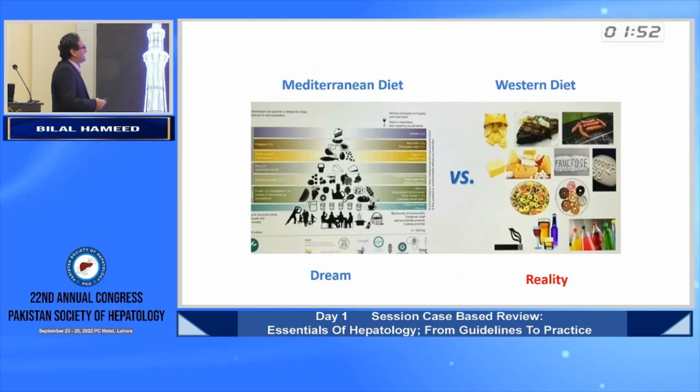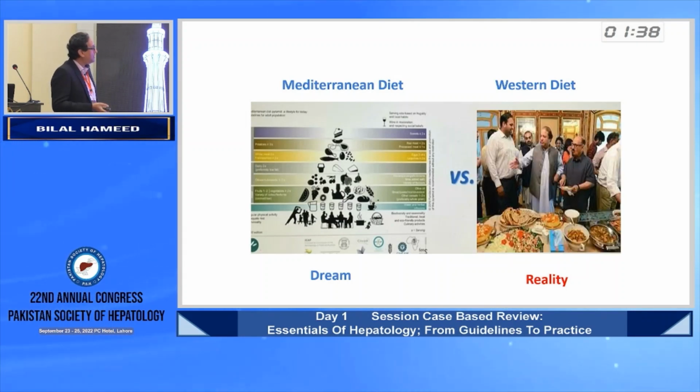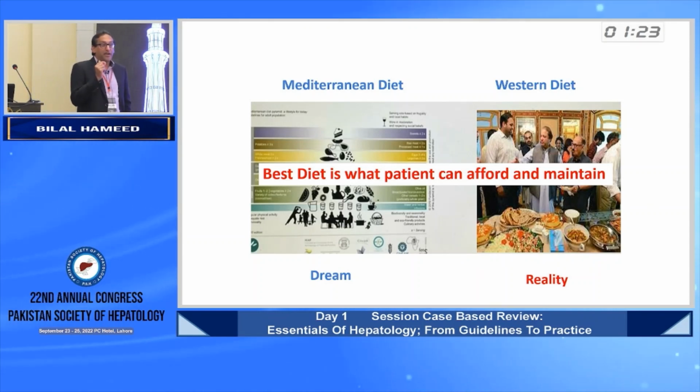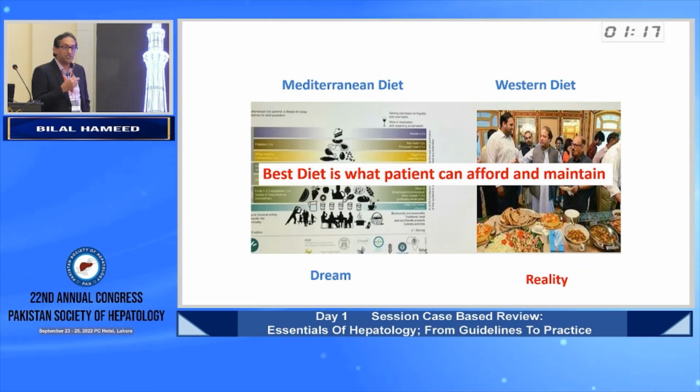The Mediterranean diet has gained a lot of interest, but in reality, in our Western diet, we think about the Mediterranean diet, but what we eat is completely different, and it's very hard. In America, and in Pakistan, all kinds of diets are available. But the most important diet is what the patient can afford and maintain, because even in America, healthy diets are very expensive. So we need to talk to the patients about what they can do. We have nutritional specialists and we talk about it, but it's very hard.